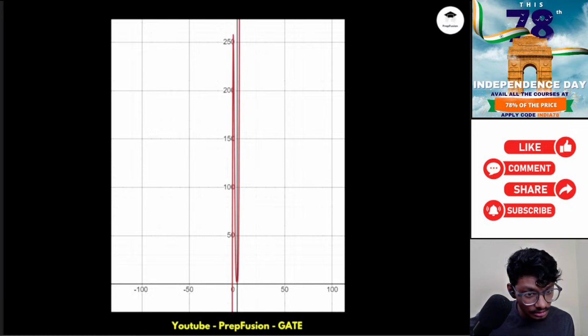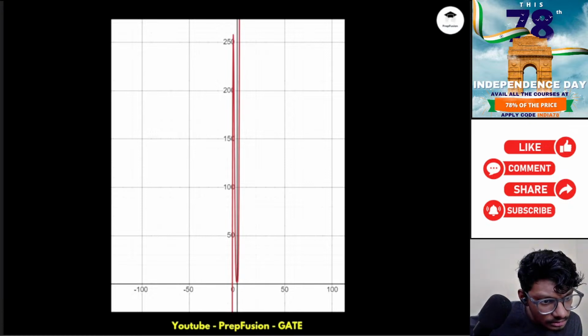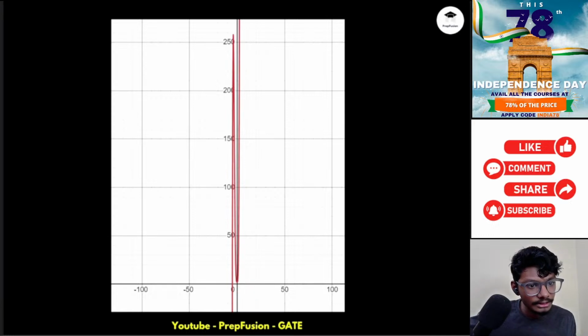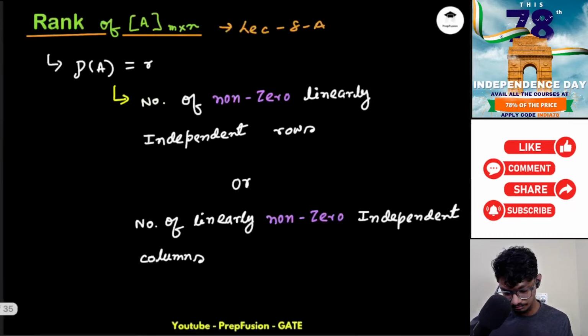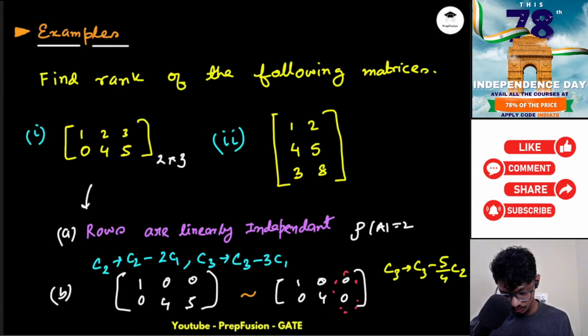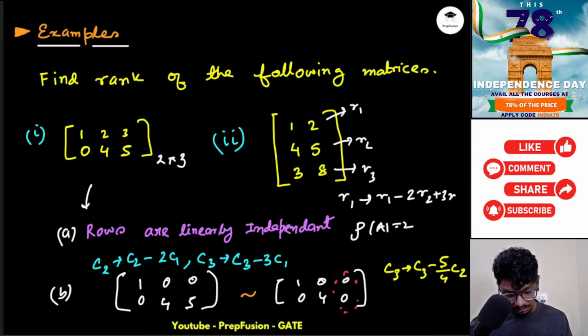Is it valid transformation by R equals? Yeah, that is a valid transformation. That doesn't affect the rank, okay. But you should not do it in the same row. Let's say this is row one, this is row two, and this is row three. I can change my row one to row one minus two row two plus three row three. I can do anything, right? But this won't change the rank. No change. The rank will remain the same. This is a valid operation.